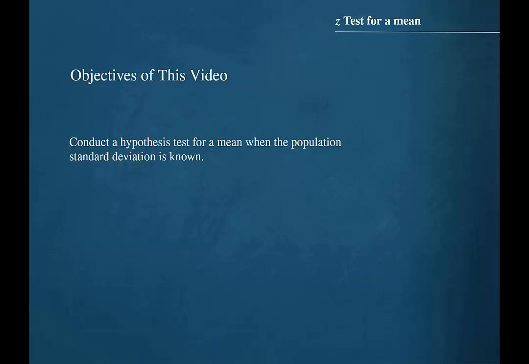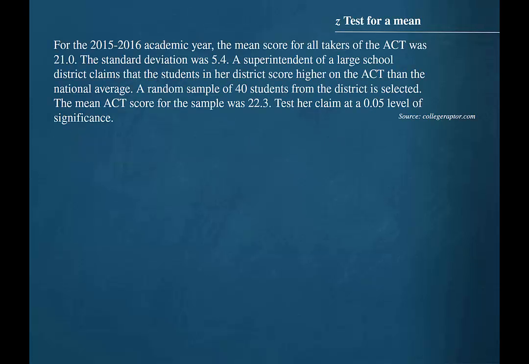The objective for this video is to conduct a hypothesis test for a mean when the population standard deviation is known. For the 2015-2016 academic year, the mean score for all takers of the ACT was 21.0. The standard deviation was 5.4.